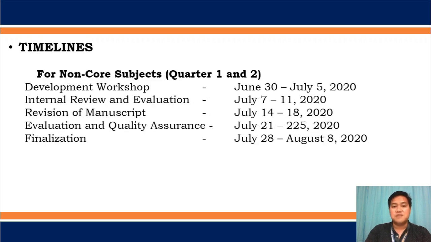For the non-core subjects for the first and second quarters, the development shall start on June 30 to July 5, 2020. The internal review and evaluation shall follow on July 7 to 11, 2020. Then the revision of manuscript shall proceed from July 14 to July 18, 2020. Then the evaluation and quality assurance of the self-instructional module will be on July 21 to July 25, 2020. And finalization will be on July 28 to August 8, 2020.